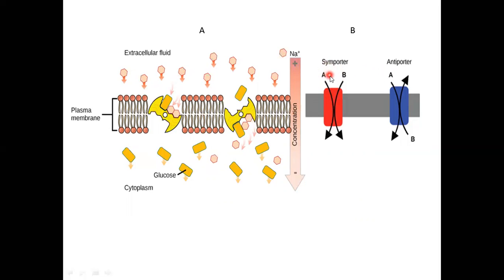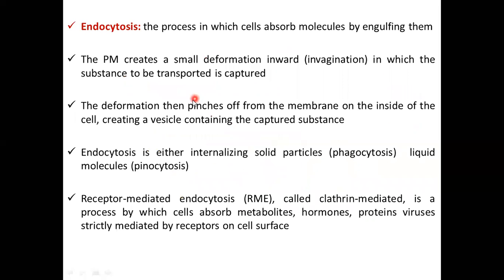Symporter means when the two molecules move in the same direction. You can see molecule A and B come inside in the same direction. In an antiport system, the two molecules go in opposite directions. A comes here and B goes there. So it transports in the opposite direction, and it transports in the same direction. These two systems are involved in secondary active transport.